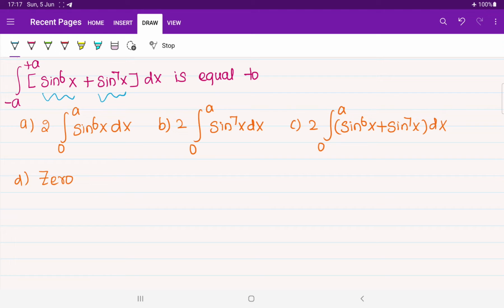If you observe the options, they have applied some property: if you have the limits minus a to plus a, then that function can be written as 2 times the integral from 0 to a. Option C, option B, and option A are all written in a similar way. If you recall the even and odd function lecture, I have already covered this. When we are discussing trigonometric functions, sometimes it is very important.